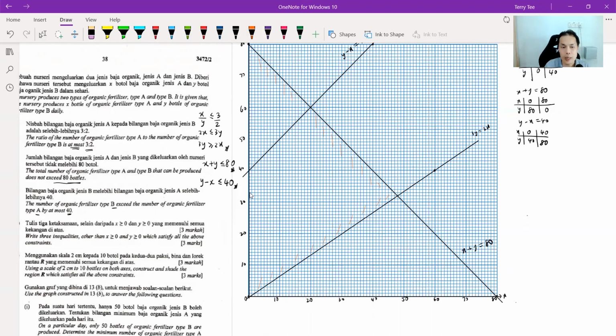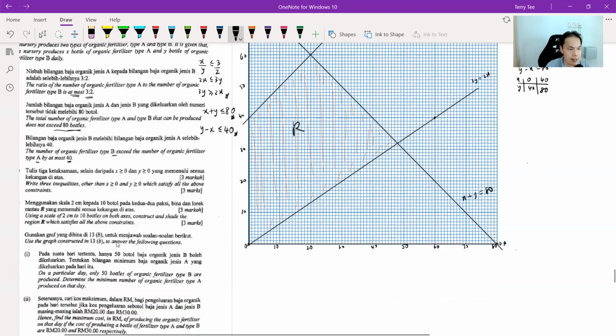The third one is y minus x less than or equal to 40. So we know it's going to be below here. Oops, it's going to be below here. So this is in, this is out. Okay, so let's now shade the entire region. The entire region will be here. And let's call it the region R. Yep, my graph is done.